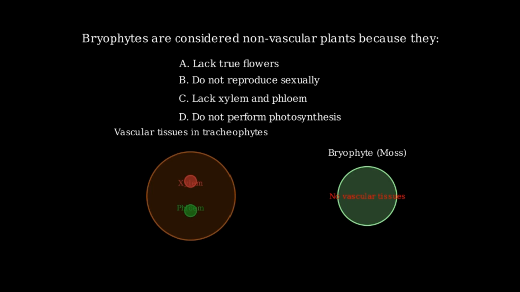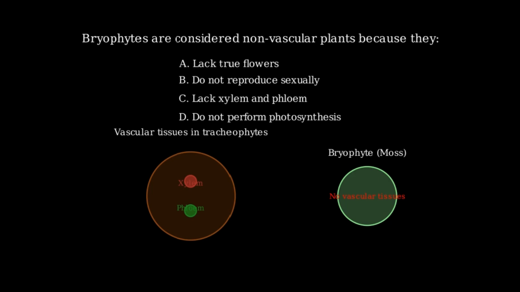need water for reproduction. Option C states Bryophytes lack xylem and phloem. Xylem and phloem are vascular tissues that transport water, minerals, and food throughout the plant. The absence of these tissues is precisely why Bryophytes are called non-vascular plants. Option D suggests Bryophytes don't perform photosynthesis. This is completely incorrect. Bryophytes are green plants that contain chlorophyll and perform photosynthesis just like other plants.